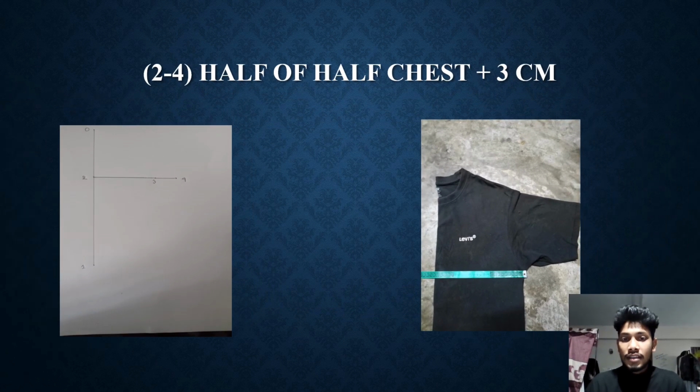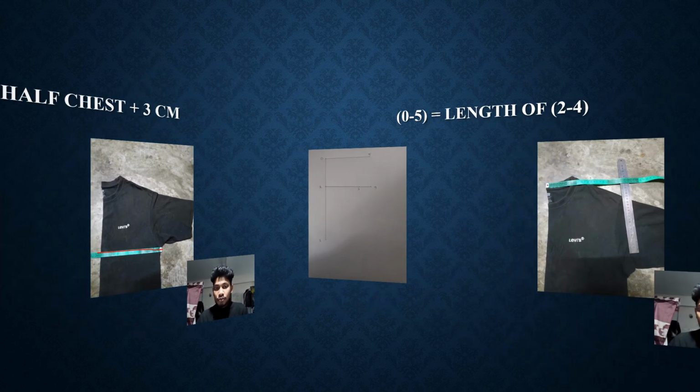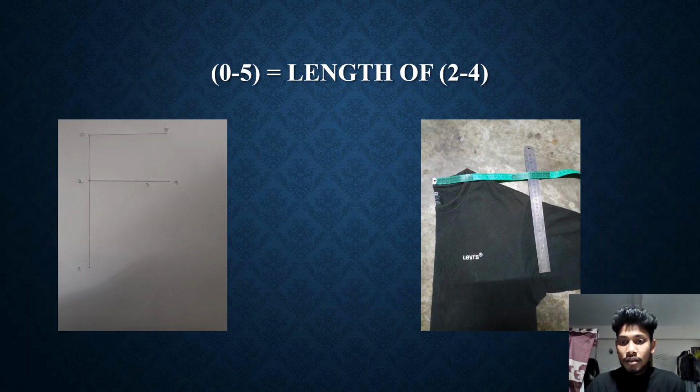And then we take half of half chest plus 1 centimeter. This point is 2 and 2 to 4 point. This is get for this point in this figure. And then next we draw 0 to 5 point. This is taken from this XL size t-shirt, on the basis of XL size.